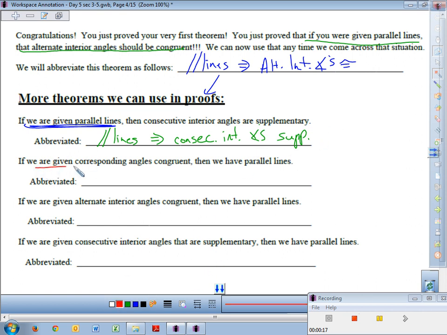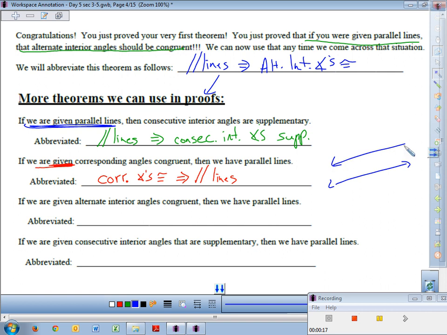And then check this guy out. If we're given corresponding angles congruent, then we have parallel lines. So when we abbreviate that, what they give me comes first, corresponding angles congruent will imply that we have parallel lines. And whoa, people were like, whoa, that is backwards from what we said over and over and over again in class. Which is true, that is backwards, because that's the converse, where we switch the hypothesis and the conclusion around.